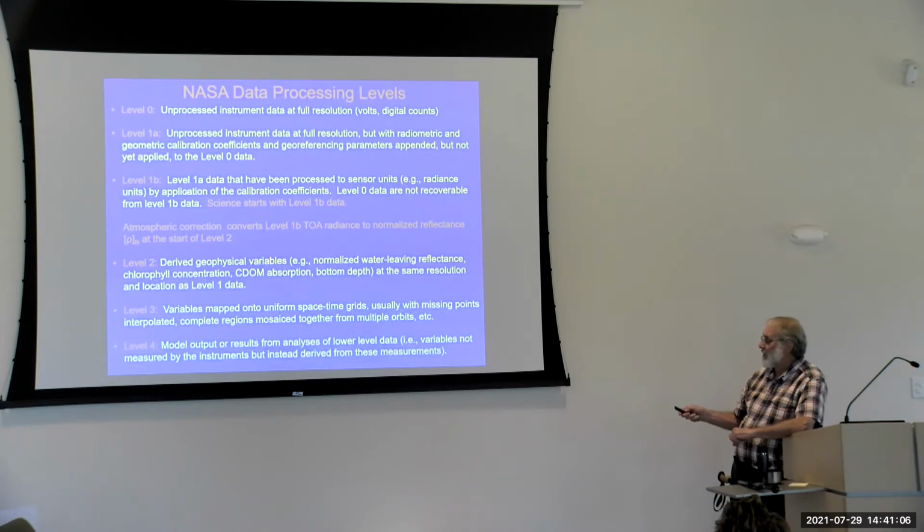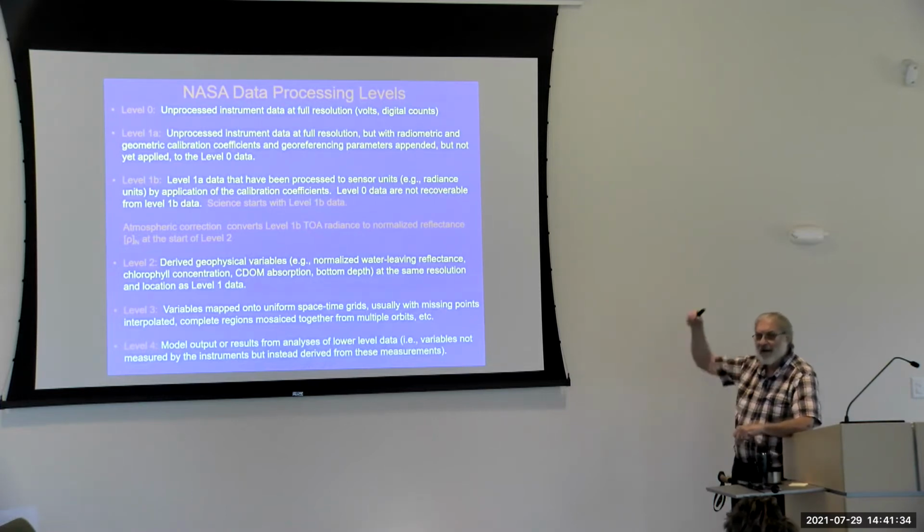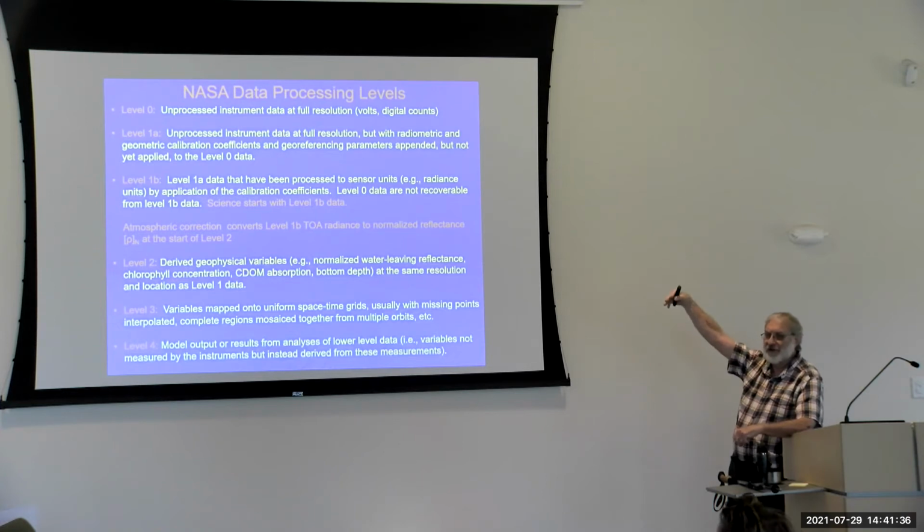And then level 1B is you take the raw data and the calibration coefficients and all of that, and you turn it into something like radiance units. And once you've done that, you don't know what the level 0 data was anymore. You've now put out radiances, not volts or something. And so science really starts with the level 1B data. You've got radiances at the sensor, you know where it was looking and when the image was taken.